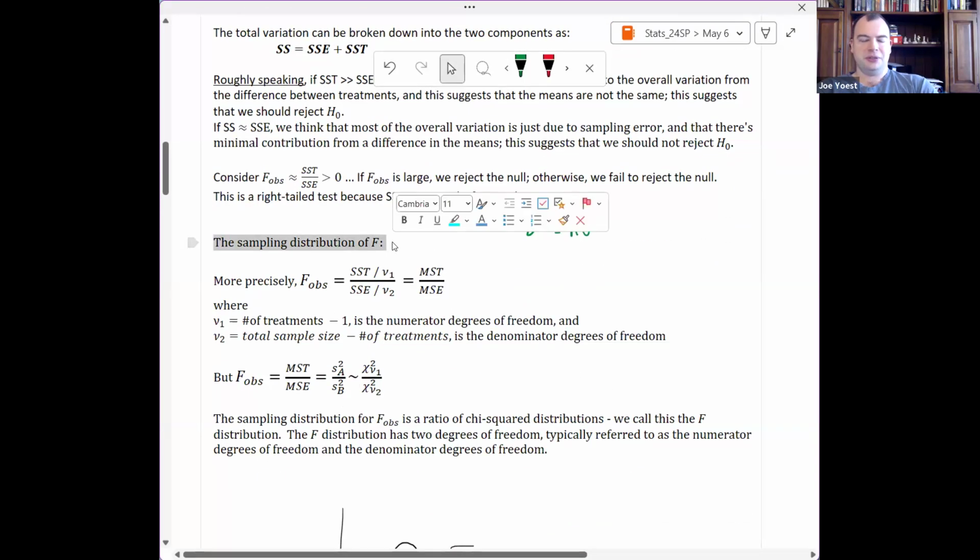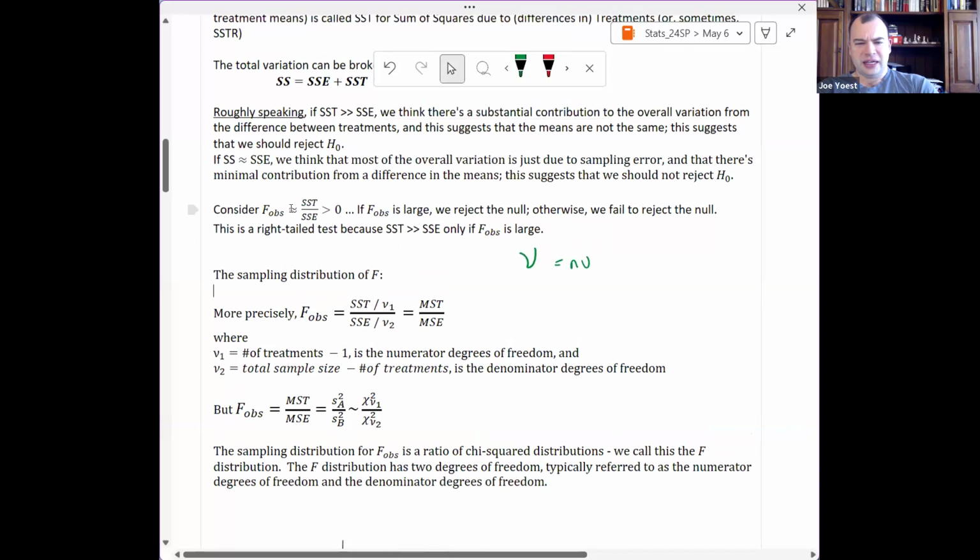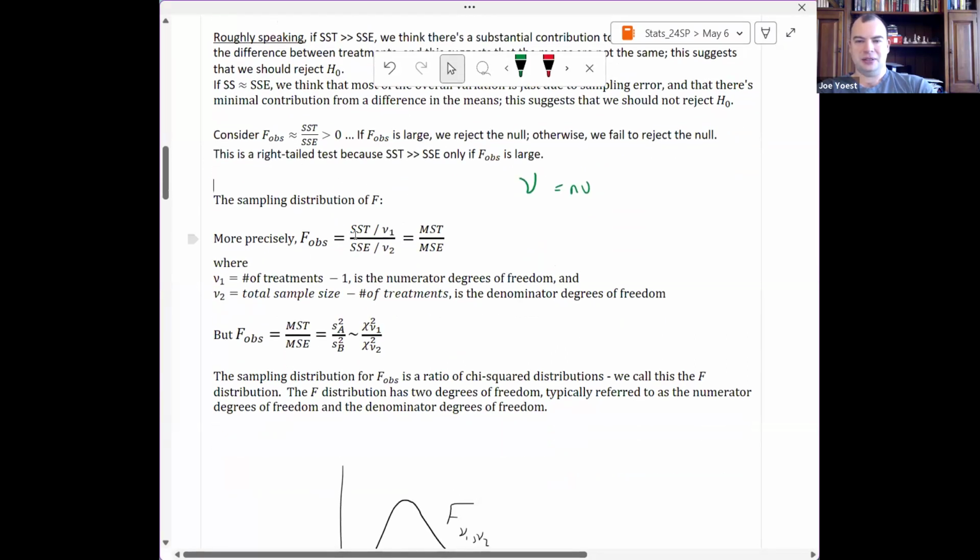So what does the sampling distribution of F look like? Again, I said it's more or less SST over SSE. It turns out that it needs to be SST over this letter here. Typically, these letters are written as nu. This kind of curly V, that's the Greek letter nu. So SST over nu1 over SSE over nu2, or MST over MSE.